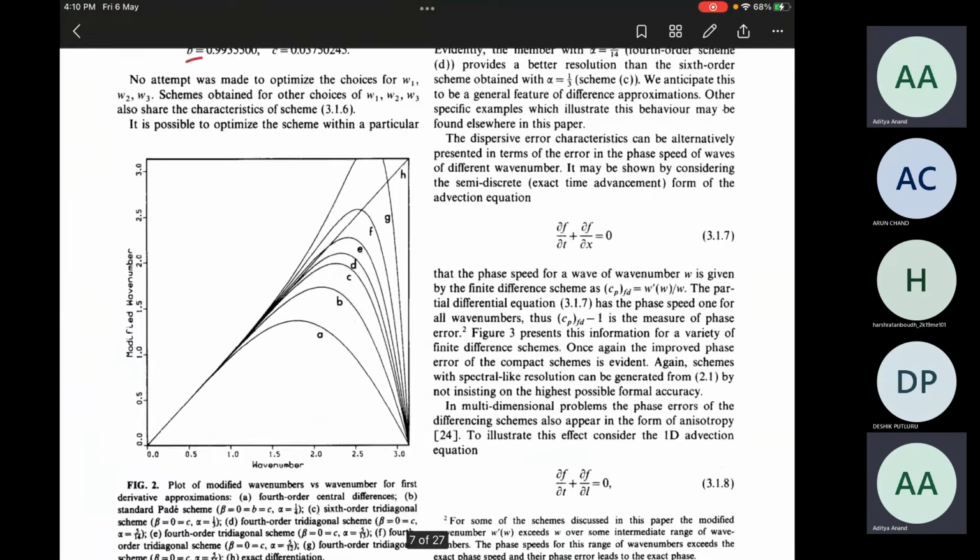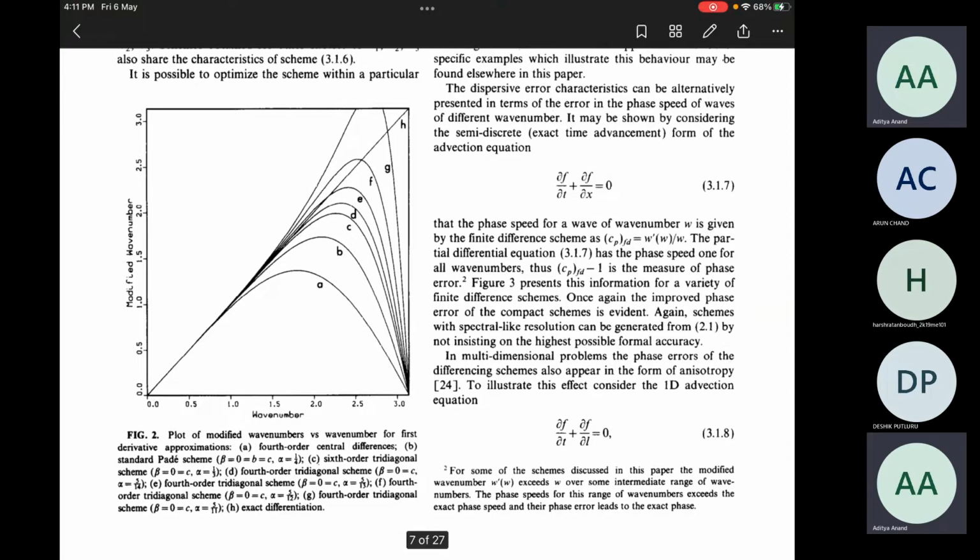Okay, so this plot is again for spectral-like schemes. You see, by tweaking those parameters, they can have any kind of behavior for this modified wave number.